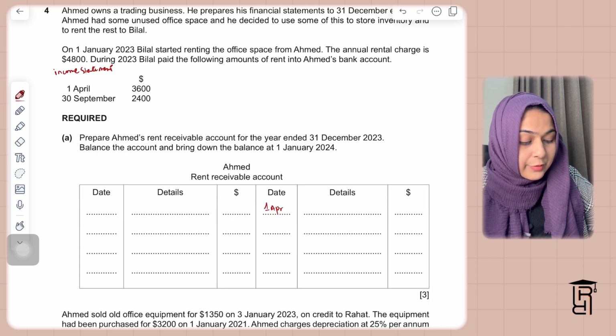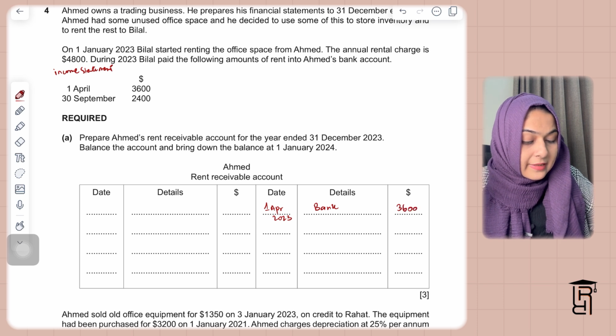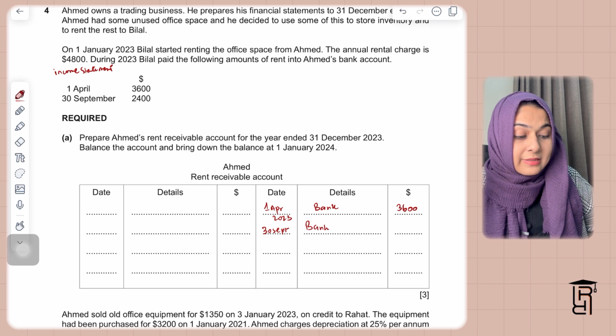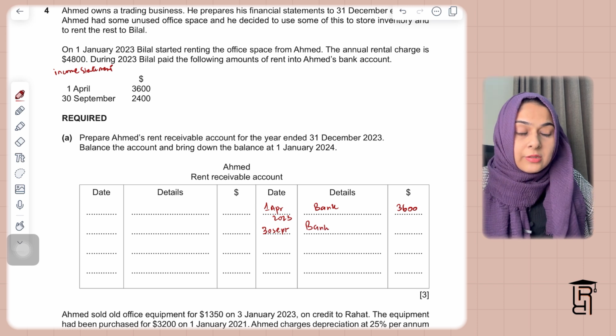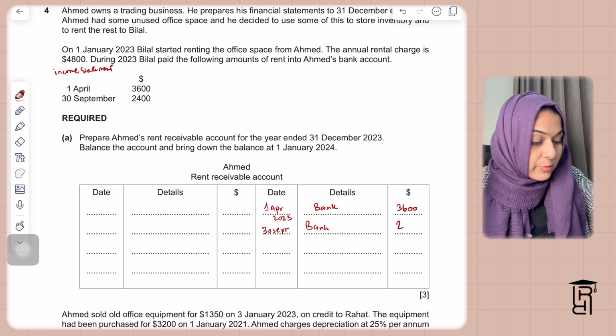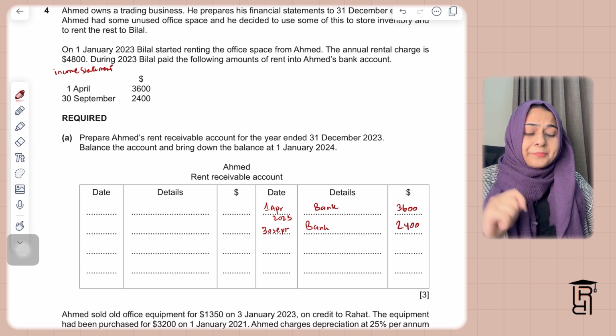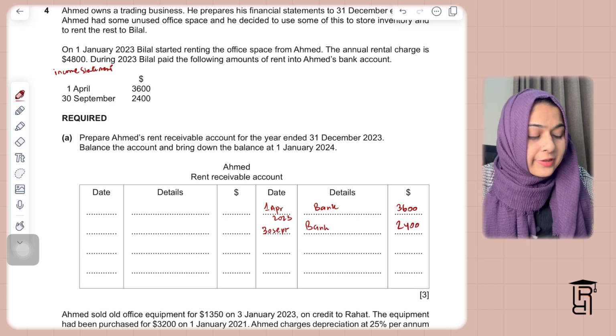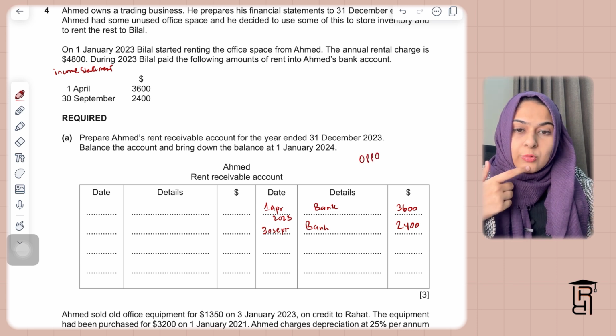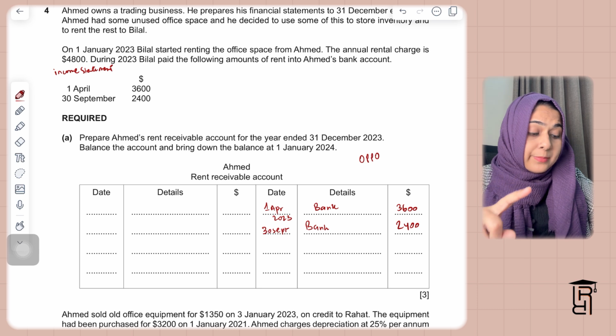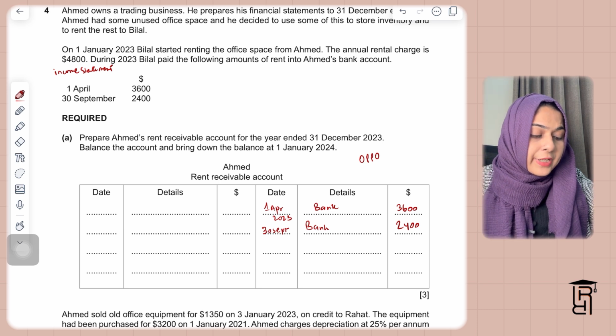So I'll write here 1st April 2023. I will write here bank and 3,600. And again 30th September 2023, I will again write bank, because this is again being debited to the bank account of Ahmed. So this is going to be 2,400. And the rule for incomes is OPPO. But if you don't know the rule, you can watch my videos on other payables and other receivables. But OPPO is for incomes.